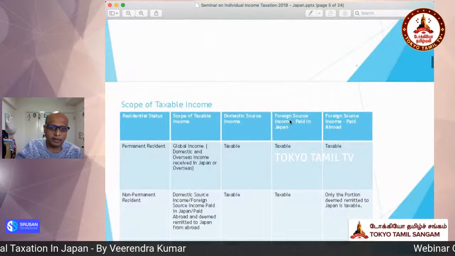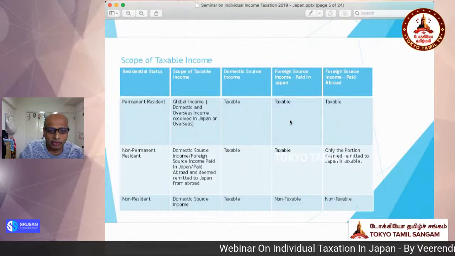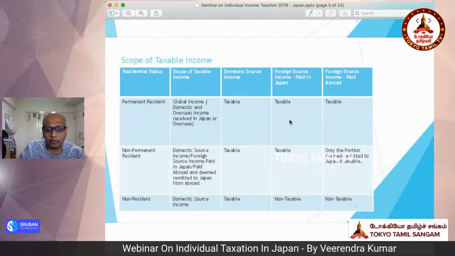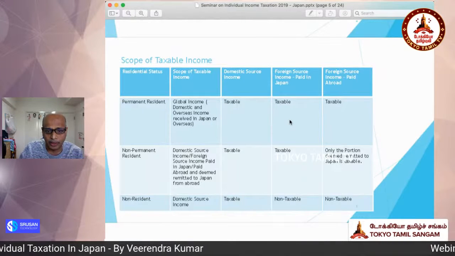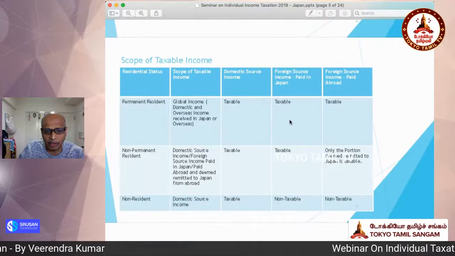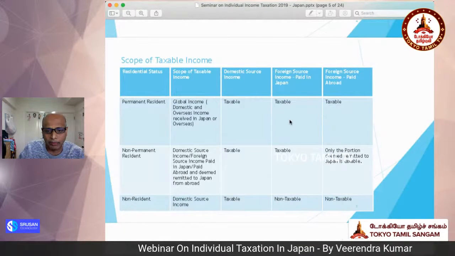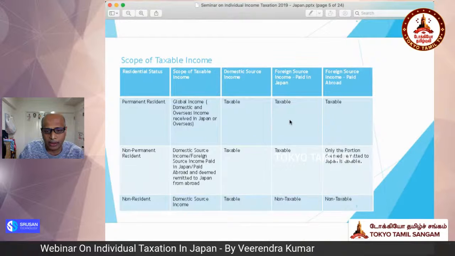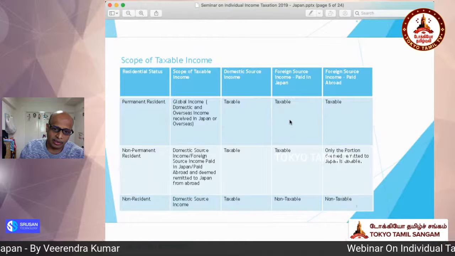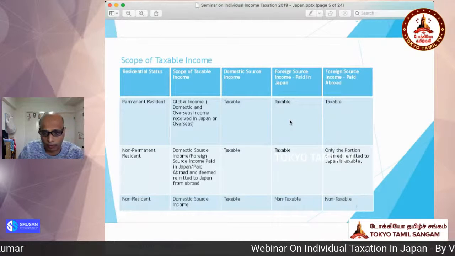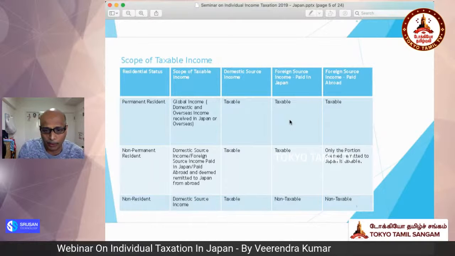Coming to the scope of the taxable income, depending on your residency status in Japan, the taxable income which you have to offer for tax in Japan will differ. So if you are a permanent resident in Japan, you have to offer your global income for tax in Japan. Global income means income within Japan and income outside Japan. Whether received in Japan or received outside Japan, does not matter. So you have to declare your global income for tax in Japan.